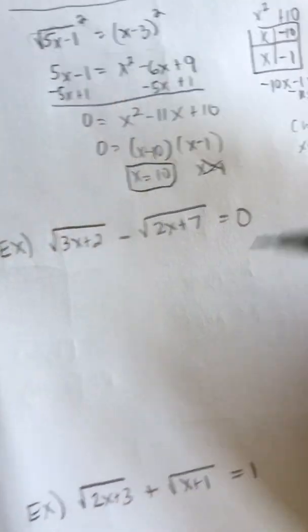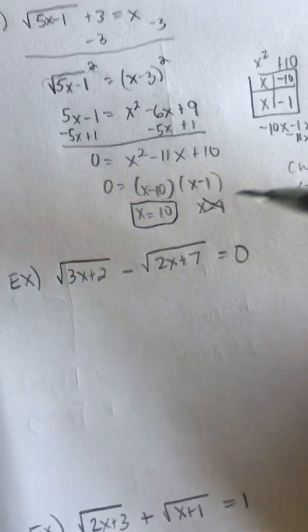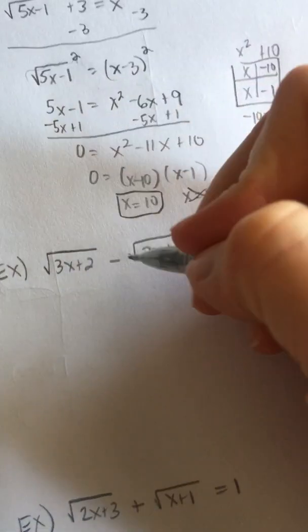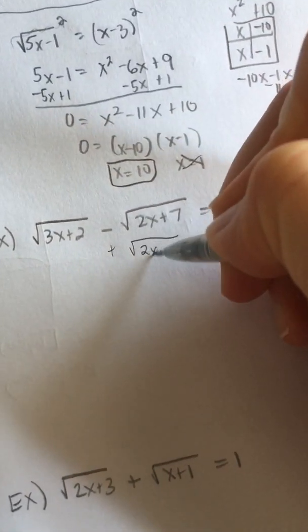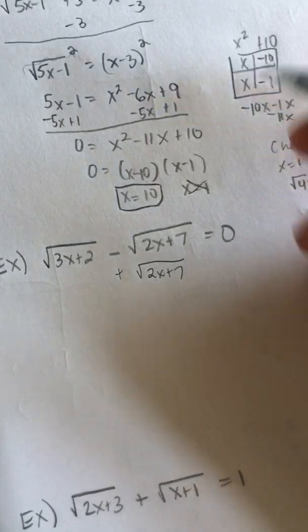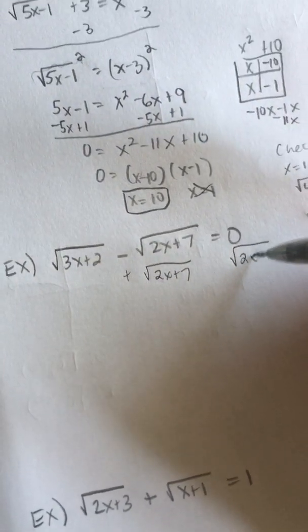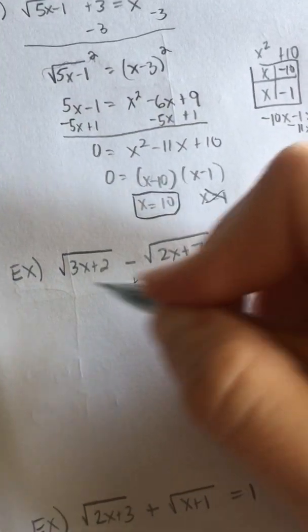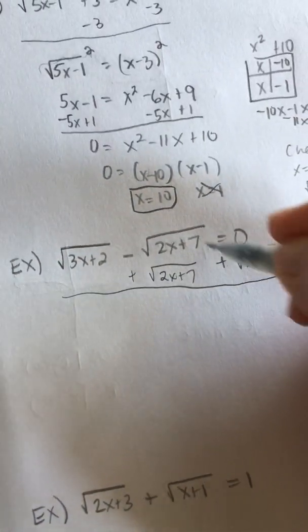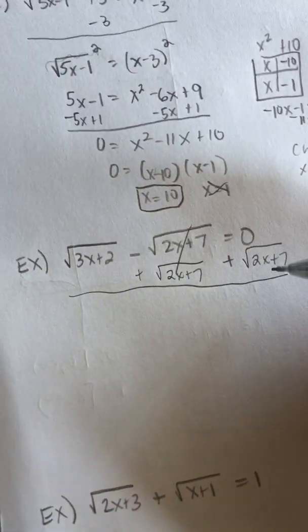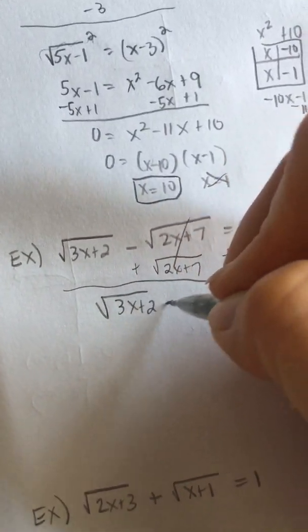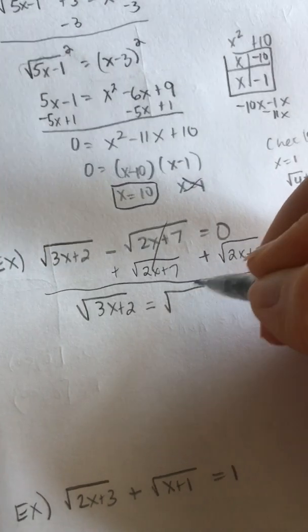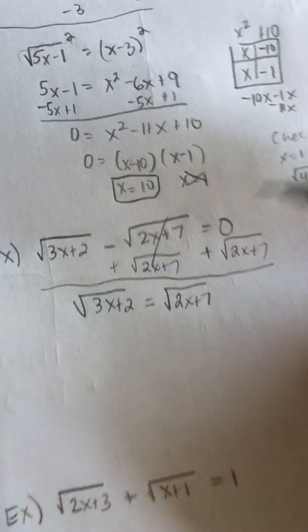All right, moving on to solving the second equation. Again, this is a problem where we have two roots, so isolate a root. So I'm just going to get this one alone by adding this one over to the other side. What's nice about this one is that there's just a 0 over here. So I will just have a root equal to a root. Adding 0 with a root is just going to give us our root. So we have the square root of 3x plus 2 equals the square root of 2x plus 7.